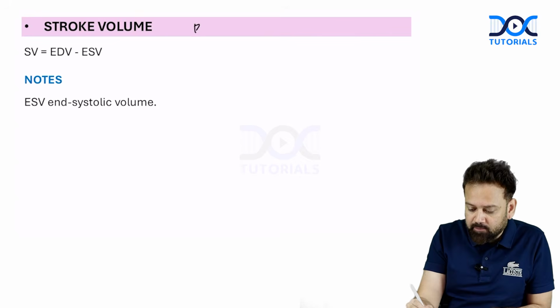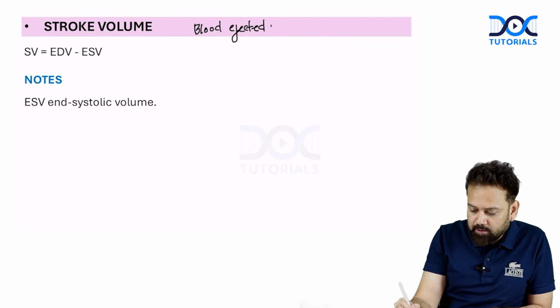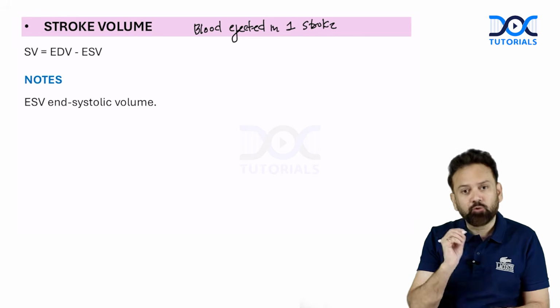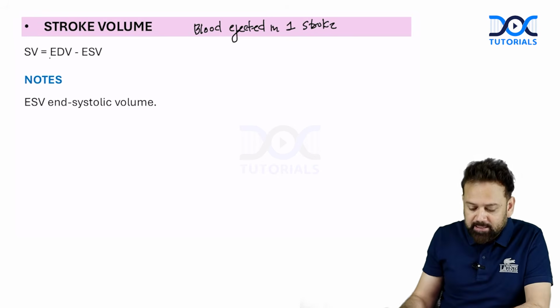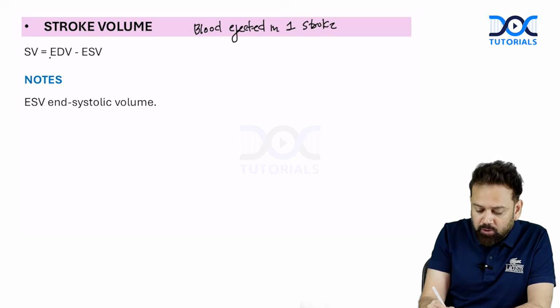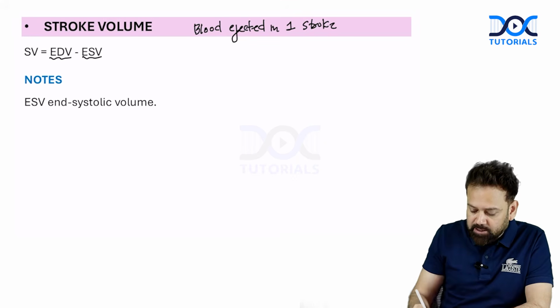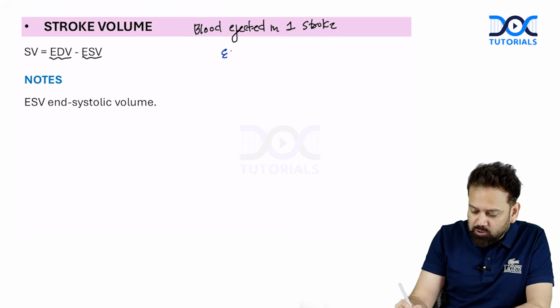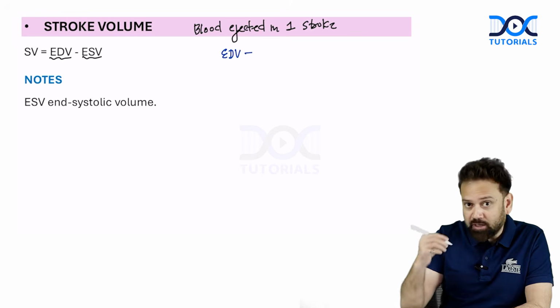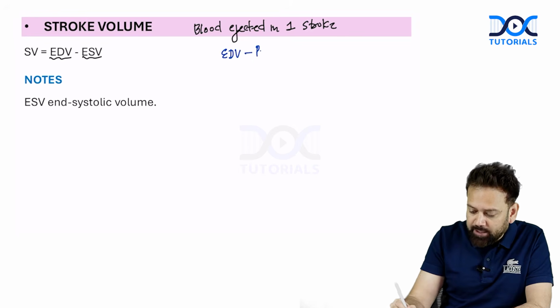Amount of blood ejected in one stroke is called stroke volume. And simply we can say it is end diastolic volume minus end systolic volume. So end diastolic volume, which I will discuss in detail, is preload. End diastolic volume is actually what?